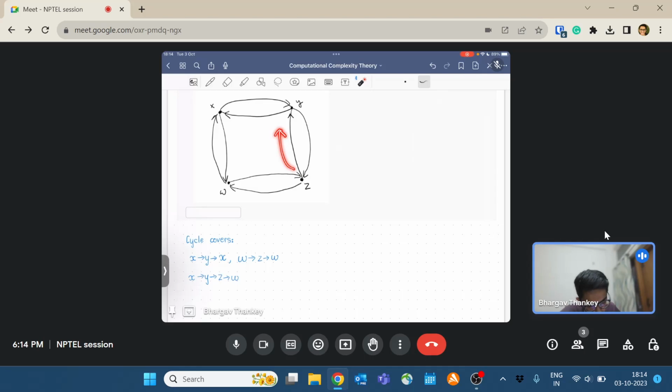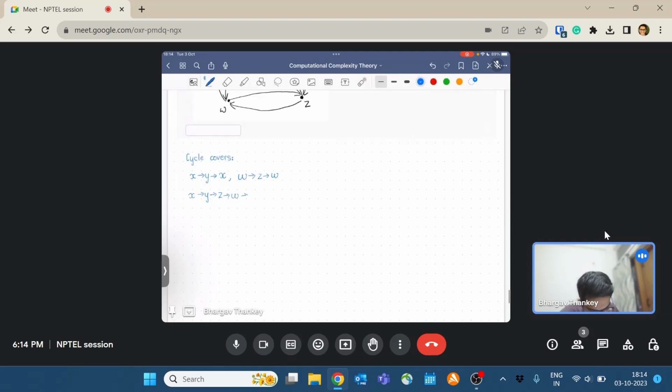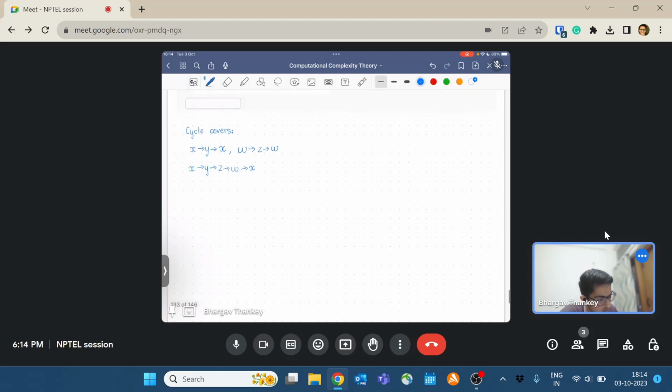we'll have to go back to Y and to X, and then we'll have these three cycles in our cover, but these three are not disjoint. So this is not a valid cycle cover. So we'll have to go back to X. So these are two cycle covers.